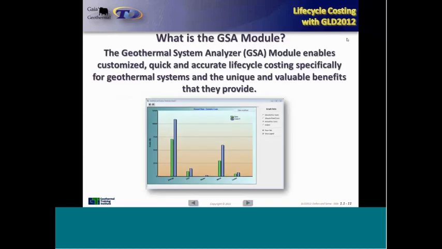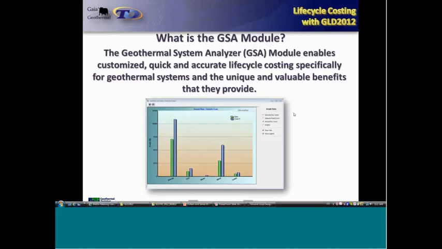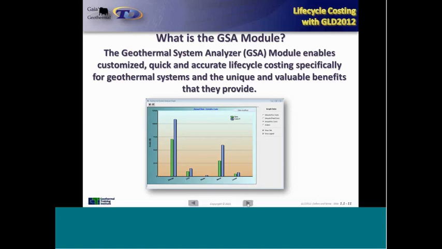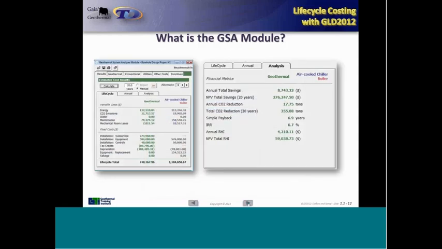The Geothermal System Analyzer, or GSA module, enables customized, quick, and accurate life cycle costing specifically for geothermal systems and the unique and valuable benefits that they provide. We basically got a lot of feedback from our customer base over the years telling us exactly what they wanted to see in this module. So the things that are in here are based on what our customers wanted to use it for in their daily work. We didn't just make this stuff up. And by make up, I mean the different lines. The net present value or life cycle analysis is industry standard. But the content, like some of our clients said, my geothermal project saves my client maintenance costs. Put that in there. Of course we'll put that in there.